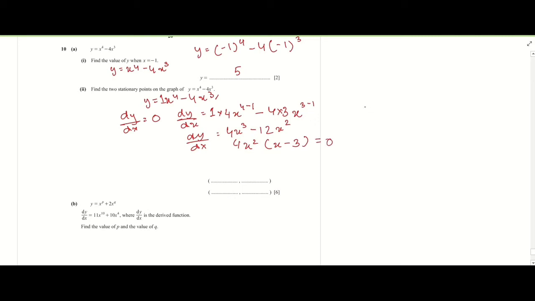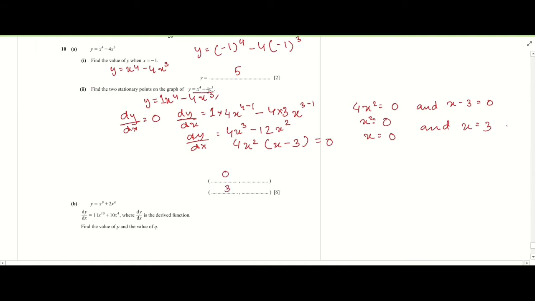I'm going to write it here now. 4x squared equals 0, and x minus 3 equals 0. So x equals 0, and x equals 3. So now we have our x values. We'll just have to find our y values, right?